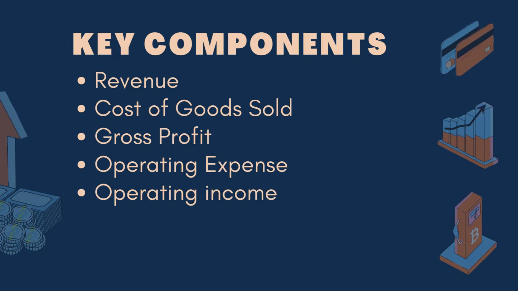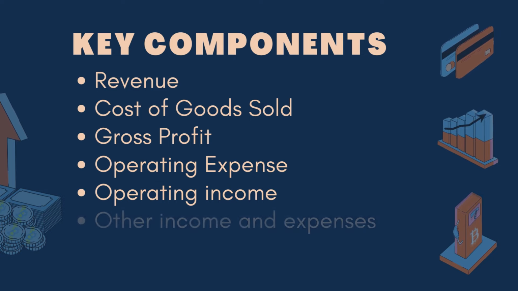Operating income is calculated by subtracting operating expenses from gross profit. It represents profitability achieved from core operations. Analyzing operating income provides insights into profitability driven solely by business activities.